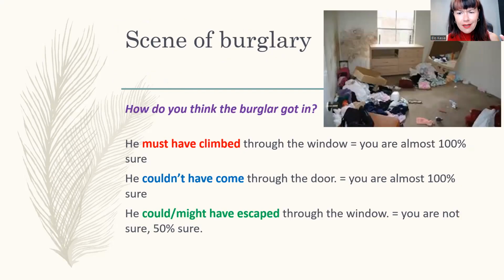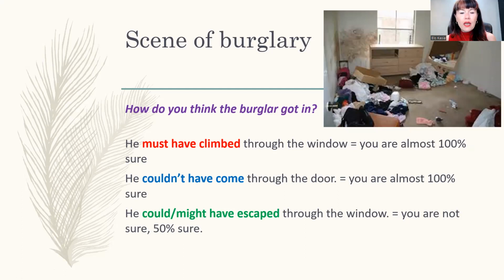Scene of burglary. Can you have a look at the picture, please? This is a scene of burglary. So somebody must have broken into this room or the house, right? And a big mess. So it's a scene of burglary. And if I ask you this question, how do you think the burglar, the person who commits burglary, got in? Now you play the detective and you try to make deductions, draw conclusions from what you can see.